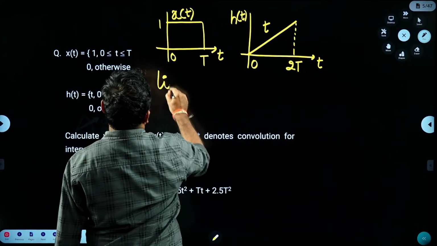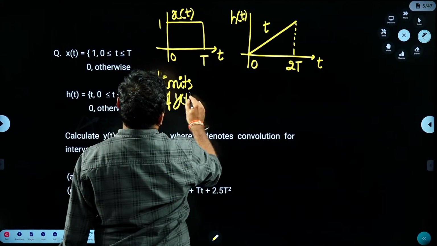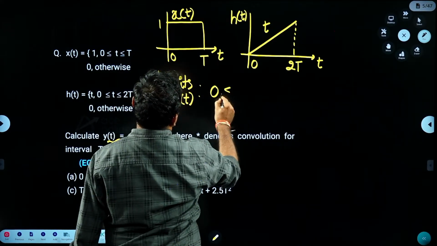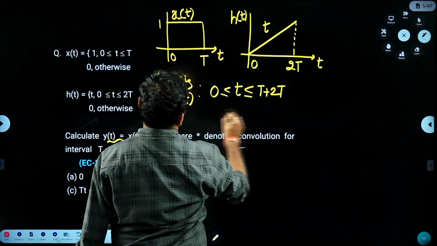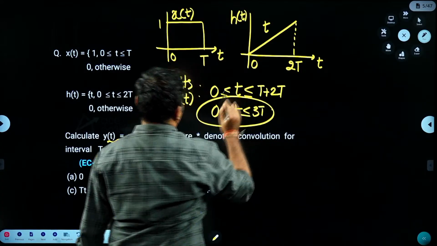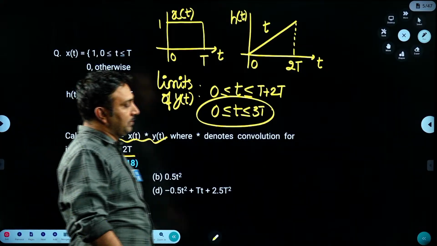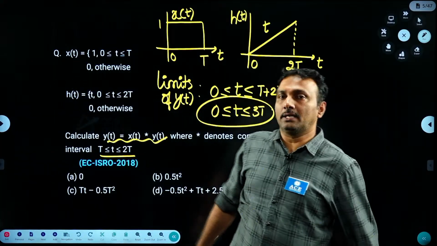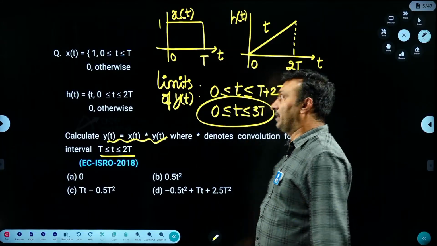So what are the limits of y of t? Sum of lower limits 0, sum of upper limits T plus 2T. So 0 to 3T the output exists. Output is expected for which range? T to 2T. So when you recollect that convolution definition, one of the signals must be folded and shifted.